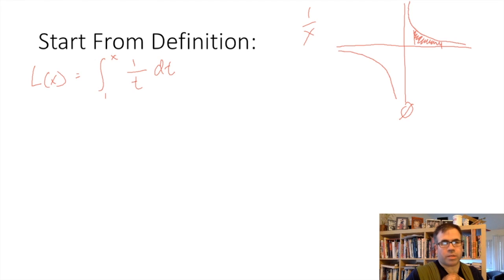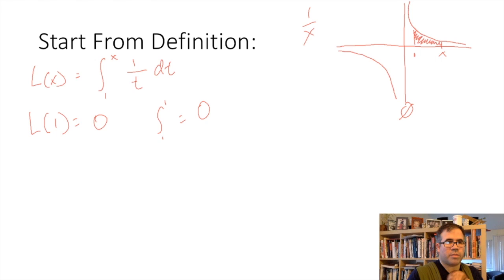And that'll all work. So we're just going to set this as our basis at 1, and then just move x wherever we are. And this area is going to be our L of x. So from the start, by this definition, L of 1 has to be 0 because you're going from the integral of 1 to 1. So that's always equal to 0 no matter what.